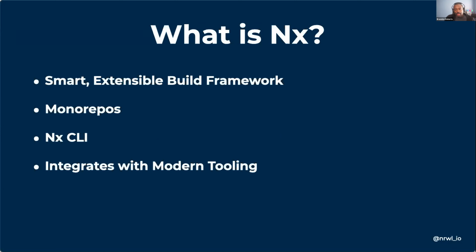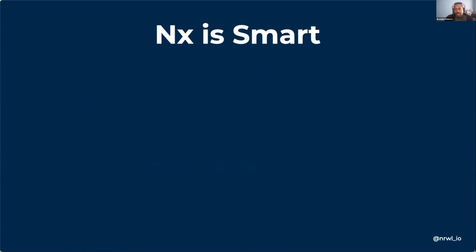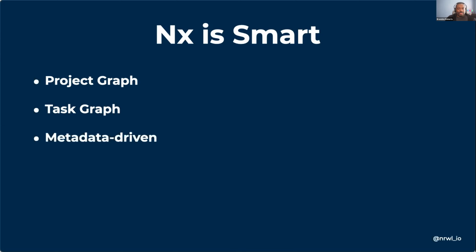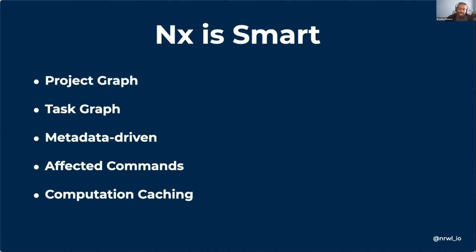So how does NX work across these different applications and libraries? We'll talk about the mental model of NX, and it has a few things that come with that. One is a project graph for code analysis, and a task graph for running targets. It's metadata driven, which goes into the tooling you use with NX, and it has affected commands that help you isolate which things are impacted by a change, and computation caching, which caches tasks you've already run so you don't have to run those tasks again.